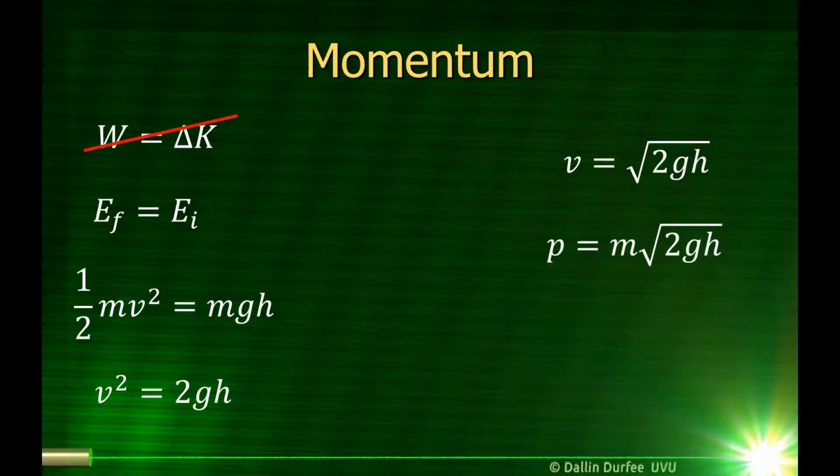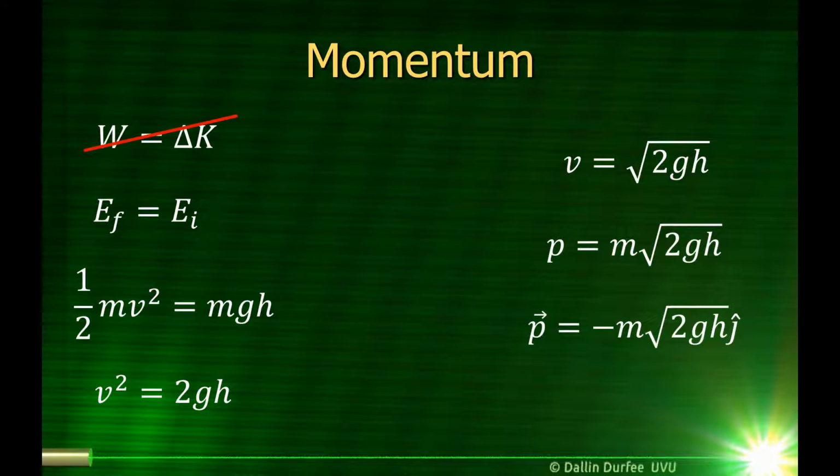But momentum is a vector, and all of this has just told us the magnitude of momentum, but we know that the phone is going downward, the velocity is in the downward direction, so momentum is just negative m square root of 2gh in the y hat, the j hat, which is the y direction.